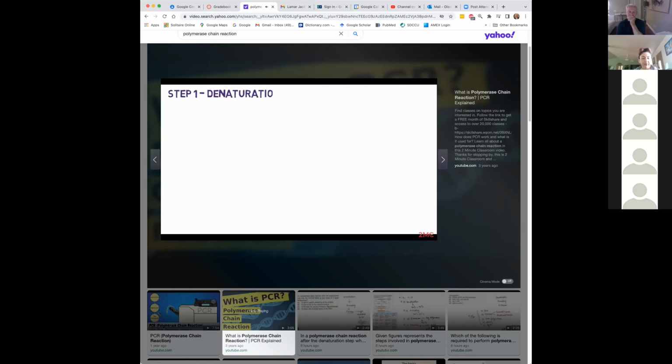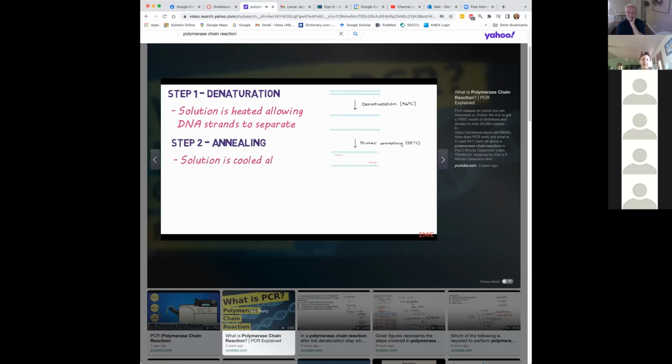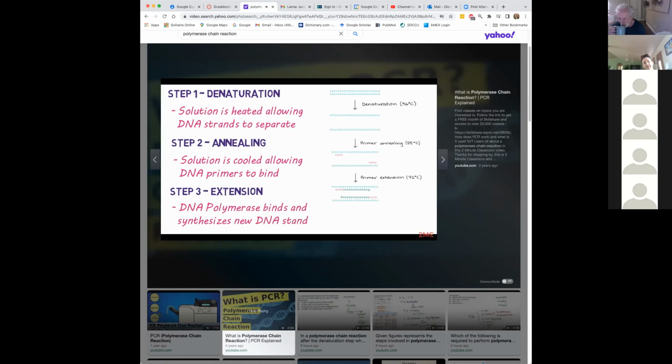Step 1 is denaturation. The solution is heated, allowing complementary DNA strands to separate so that all the DNA in solution is single-stranded. Step 2 is annealing. The solution is cooled so that the DNA primers can bind to the specific region of DNA you are interested in. Step 3 is extension. The temperature is raised so that the DNA polymerase can bind and perform the necessary operation of synthesizing new DNA strands. This cycle is repeated about 30 times, takes about 3 hours, and creates over 1 billion copies.